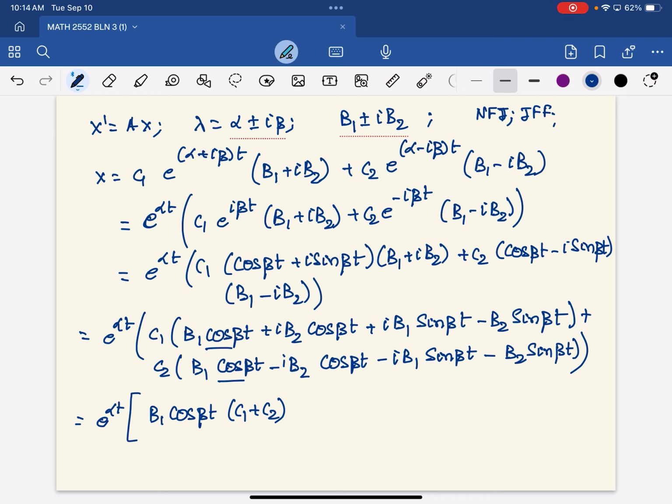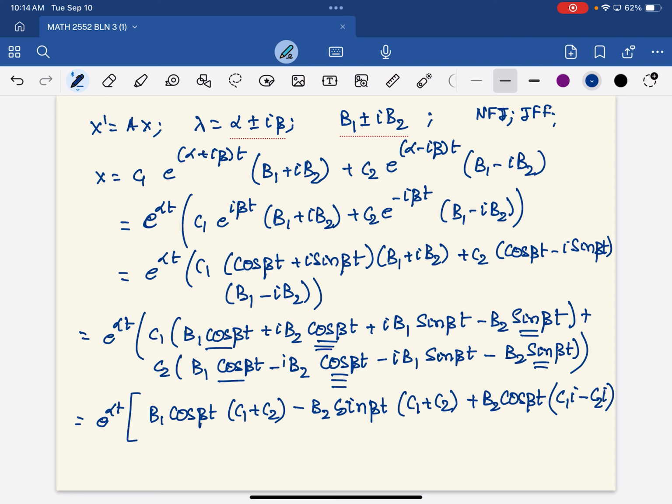Now, the next thing is you are running after real parts. Negative B2 sine beta t. Again, if you factor out negative B2 sine beta t, that gives you C1 plus C2. How fantastic. You see C1 plus C2, C1 plus C2. It's as if the symmetry exists in the universe for real. Then the next thing is, these terms are greatest common factors. So factor that out. You are factoring out B2 cosine beta t. What remains is C1 i minus C2 i.